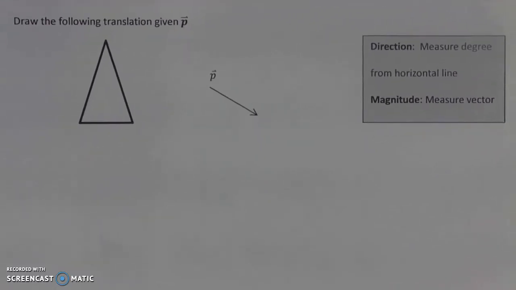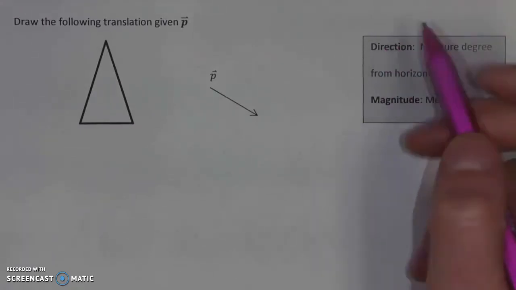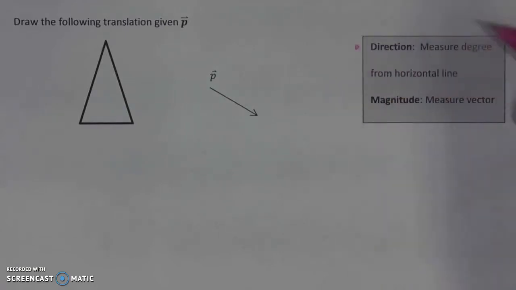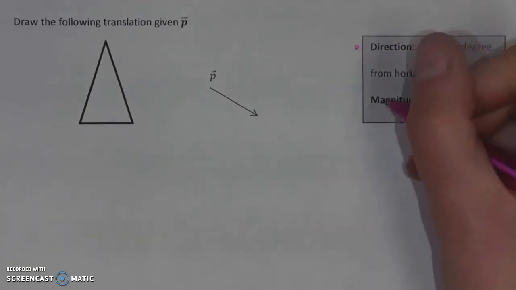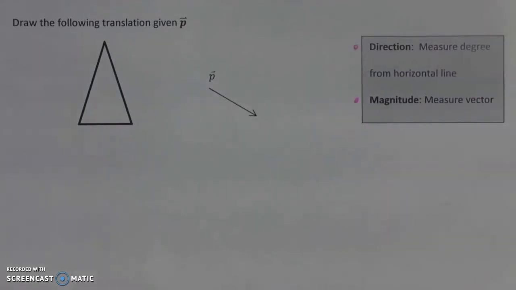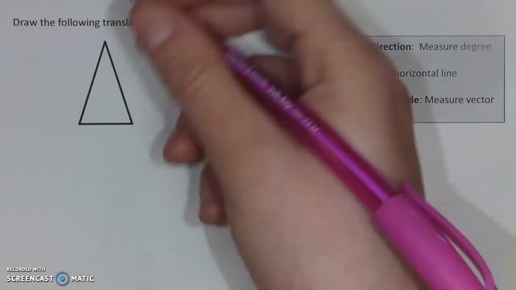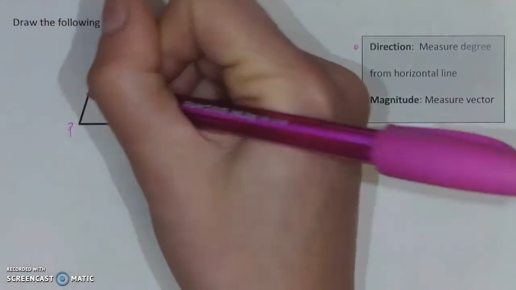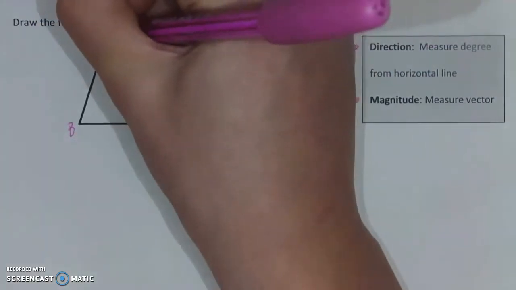So let's go ahead and try that out with this translation using the vector P. In order to do this translation, I'm going to have to find the direction I'm going in for each point, and then I'm going to use the magnitude to find where my new point moves to. I'm going to start by just labeling my original figure, and I'm going to call this figure, well, let's go with bat.